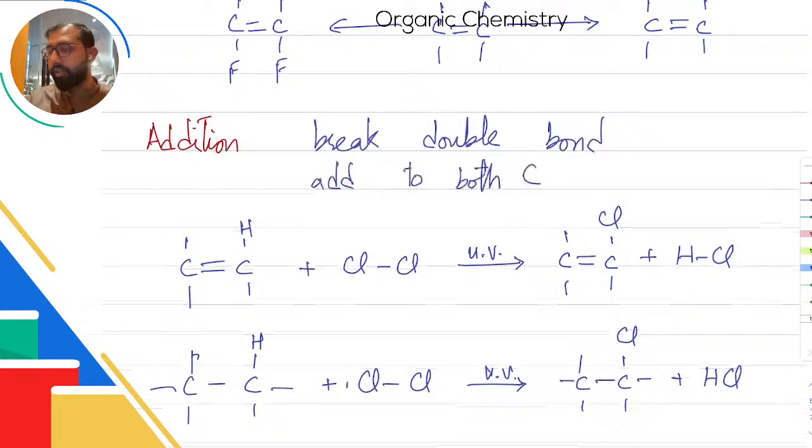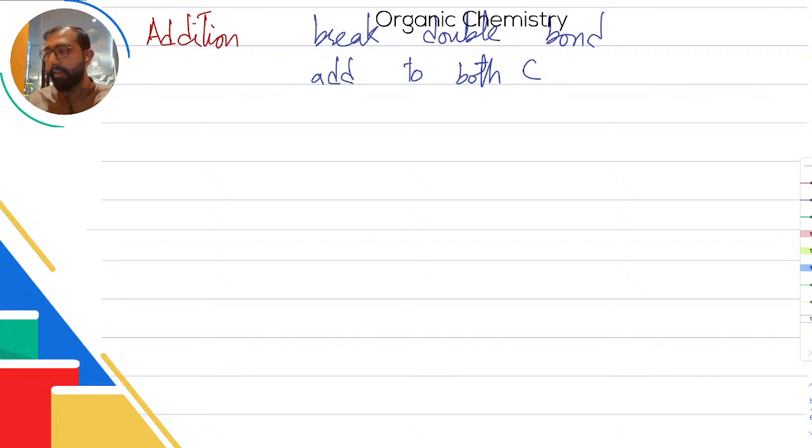Now, what if I wanted to do addition? I will need to first break the double bond. So I need a double bond, of course. Break the double bond. I'm adding chlorine again, but this time I'm not giving ultraviolet light. I break the double bond. Okay, the double bond is broken.